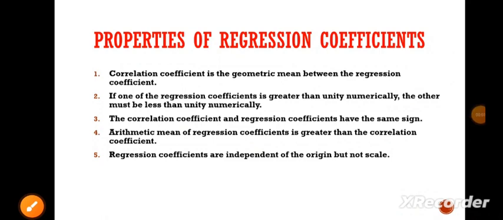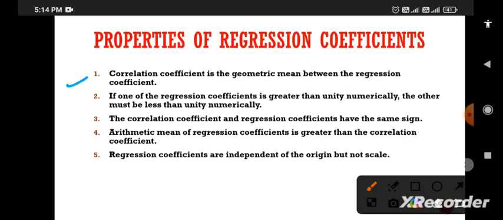Some properties of regression coefficients are: first is the correlation coefficient is the geometric mean between the regression coefficients. Second is if one of the regression coefficients is greater than 1, the other must be less than 1 in numbers. Third property is the correlation coefficient and regression coefficients have the same sign.